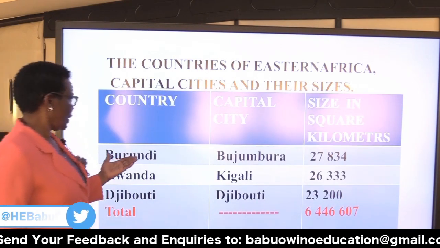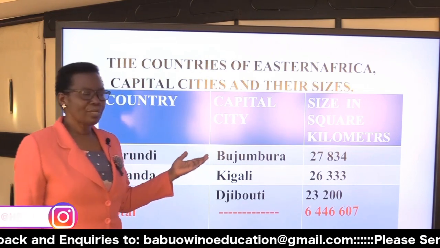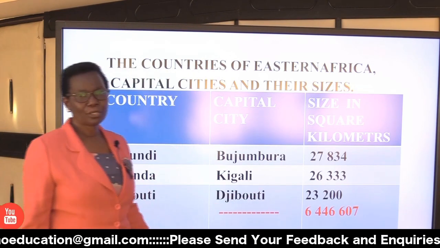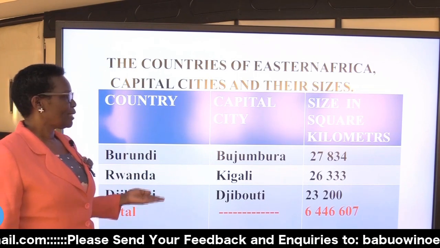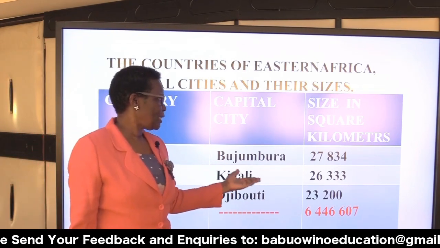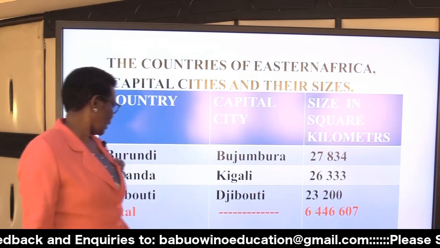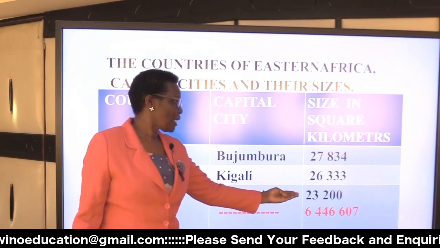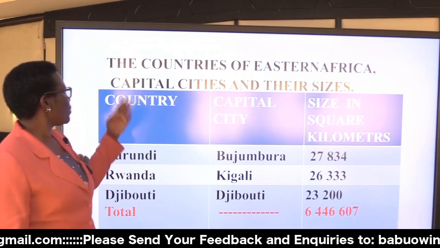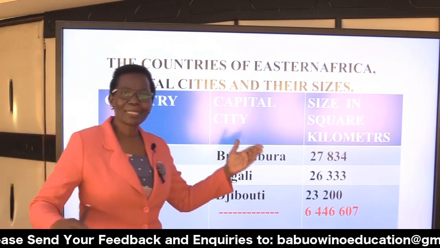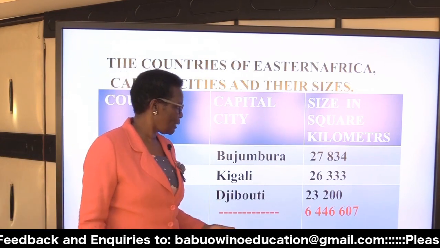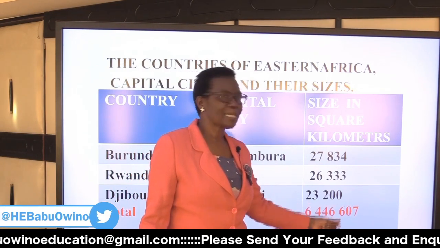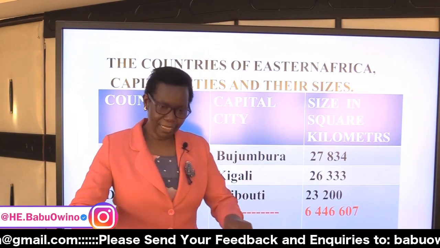Then we have Burundi. The capital city of Burundi is Bujumbura, and Bujumbura is 27,834 square kilometers. Then we have Rwanda. The capital city of Rwanda is Kigali. Kigali is 26,333. Then lastly, we have Djibouti. The capital city of Djibouti is just Djibouti at 23,200 square kilometers. So when we add the size of the Eastern African region in square kilometers, it will be 6,446,607. That is the area it covers in the whole of Africa.